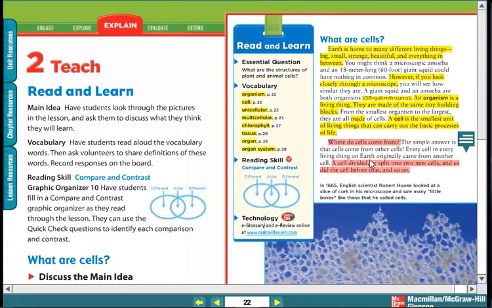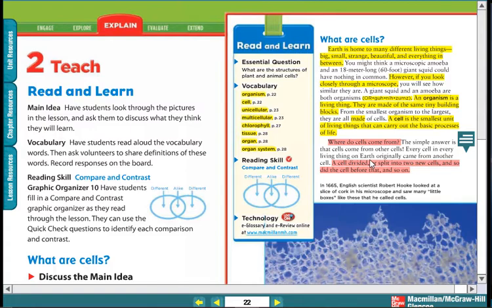basic processes of life. The earth is the home of many different living things: big, small, strange, beautiful, and everything in between. We can think that a microscopic amoeba and an 18-meter long, 60-foot giant squid have nothing in common. However, if you look closely through a microscope, we will see how similar they are. A giant squid and an amoeba are both organisms.